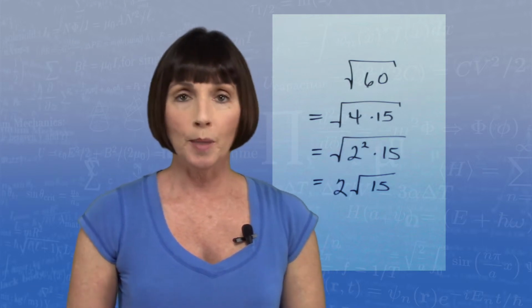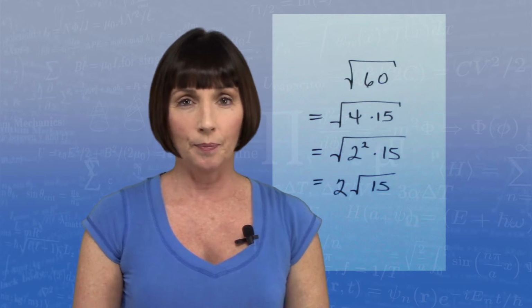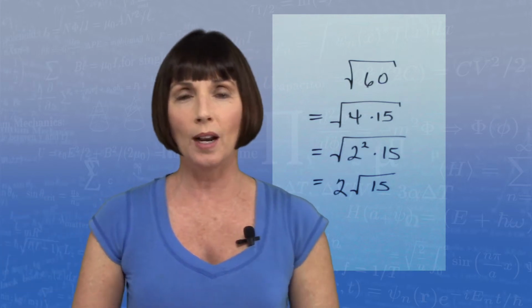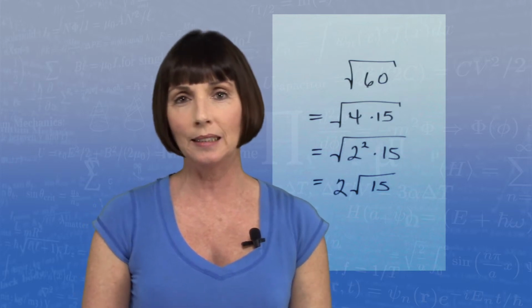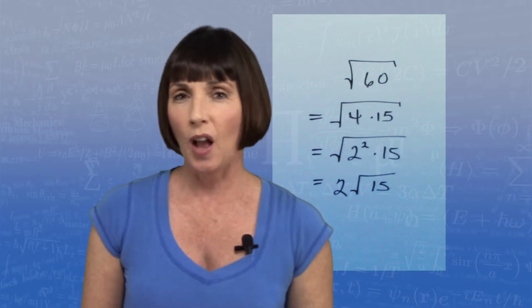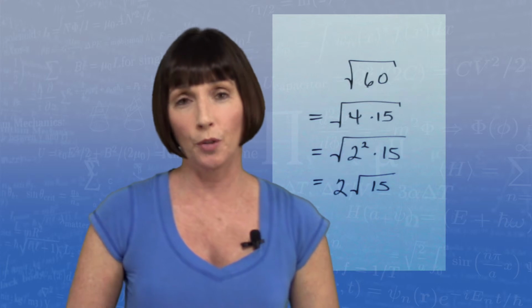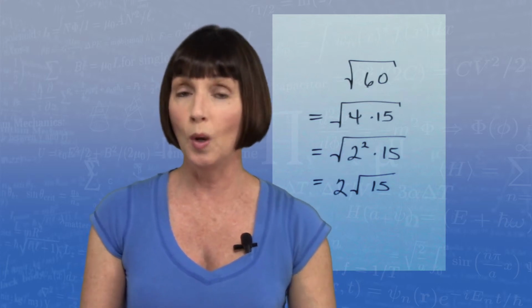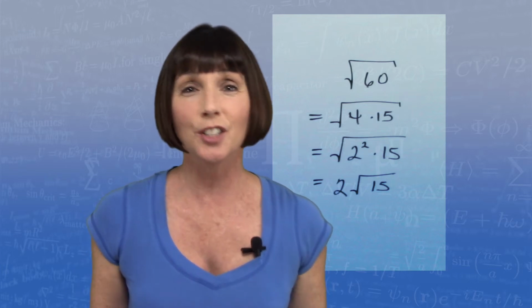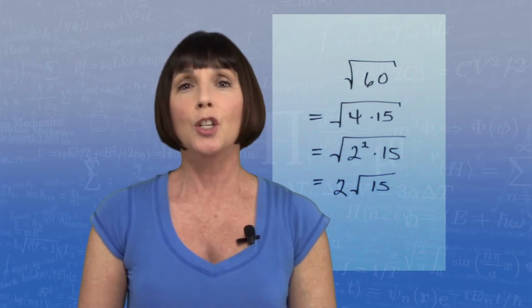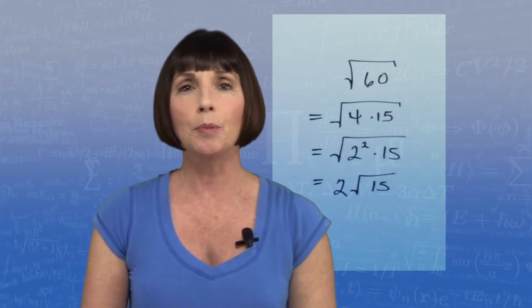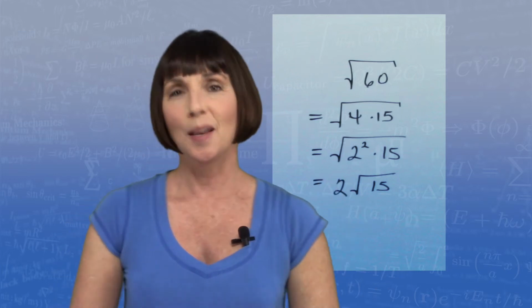What I have left under my square root symbol is 15. Can I write that in any way to pull another square out that's going to get me anywhere here? No. 3 times 5 is 15, and neither of those are perfect squares. Now, 1 times 15 is also 15, and 1's a perfect square, but I'm still just left with the square root of 15. So this is as simple as it gets. The square root of 60 is simplified as 2 times the square root of 15.